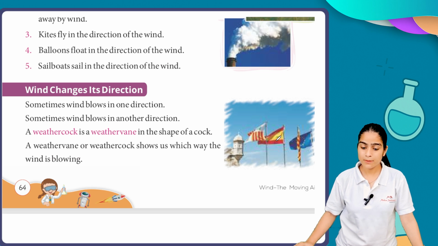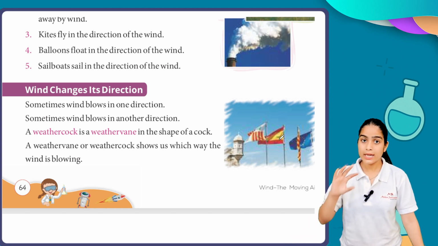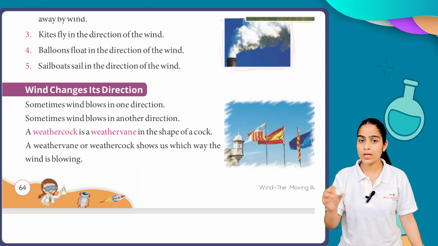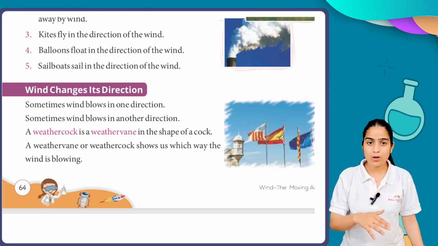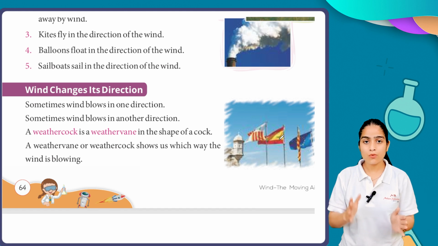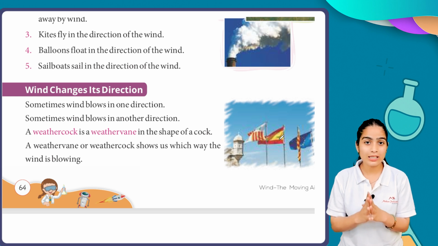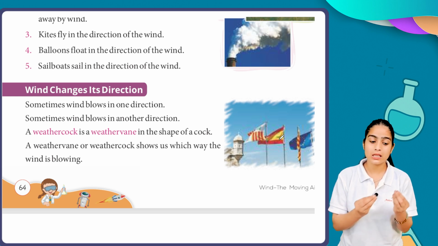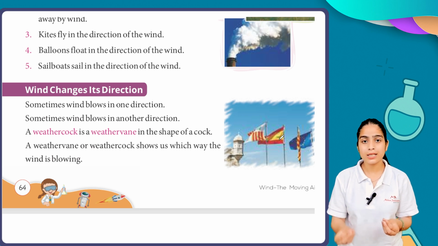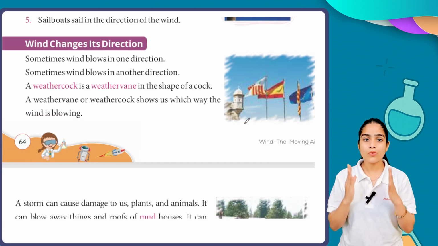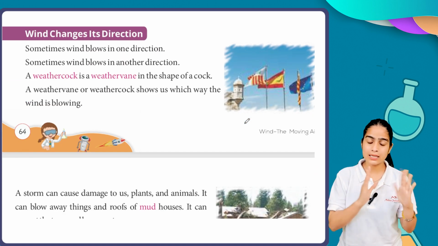I don't know whether you have seen one or not. A weathercock is very light, so it shows us the direction of the wind. Where the wind is moving, the weathercock moves itself in that direction only. It's not a living thing, it's just an object. That is why we call it a weathercock, and according to the direction of the wind, it moves its head towards that direction.